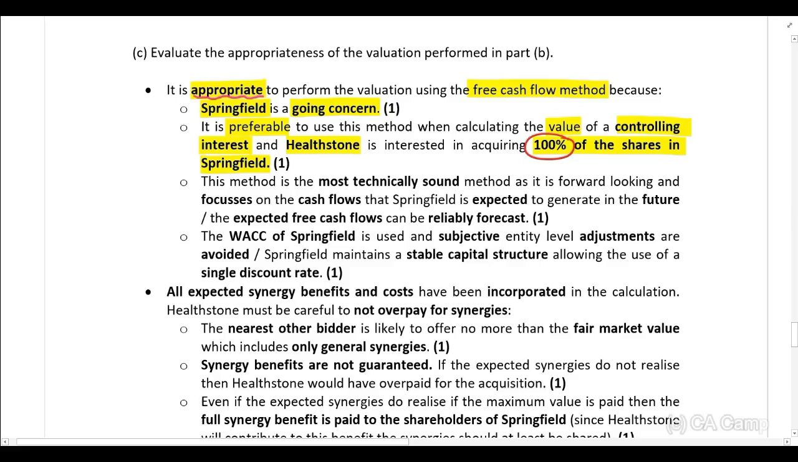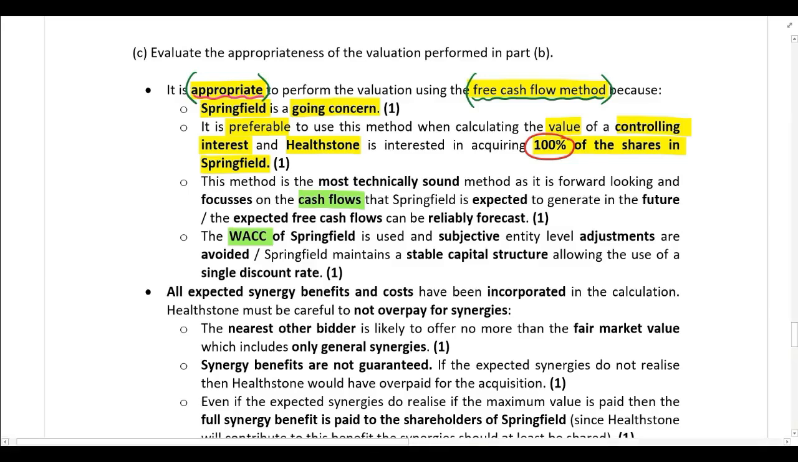Then in the next 2 points, I'm going to discuss cash flows and the WACC of Springfield. Now guys, remember we said that we used the free cash flow method to perform our valuation because it was possible to estimate the future free cash flows, and we could also calculate the WACC for Springfield. So because that information was available, we could perform the valuation using the free cash flow method. Or because that information was available, it was appropriate for you to perform the calculation using the free cash flow method. So what you could have said, and I was quite lenient over here with my discussion points, so you have a couple of options over here.